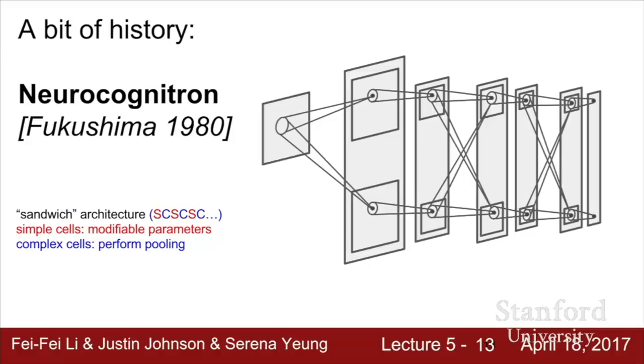And so then in 1980, the neocognitron was the first example of a network architecture, a model, that had this idea of simple and complex cells that Hubel and Wiesel had discovered. In this case, Fukushima put these into alternating layers of simple and complex cells, where you had simple cells that had modifiable parameters, and then complex cells on top of these that performed a sort of pooling, so that it was invariant to minor modifications from the simple cells. And so this is work that was in the 1980s, right?